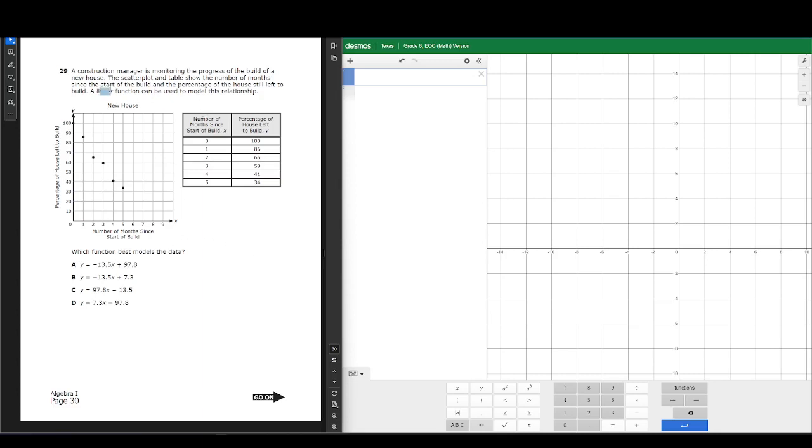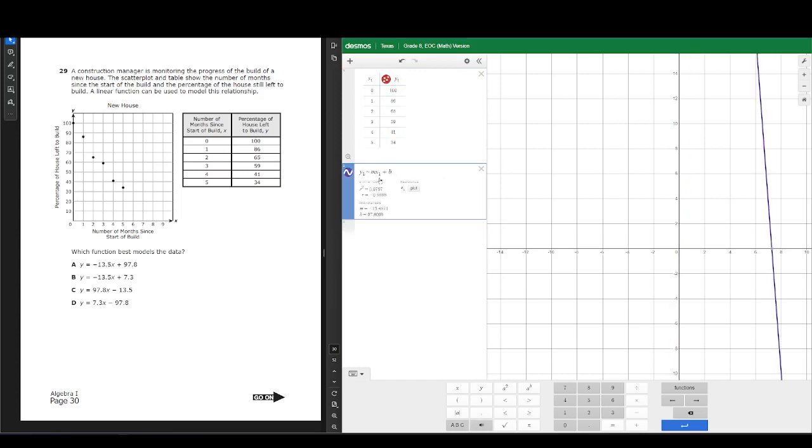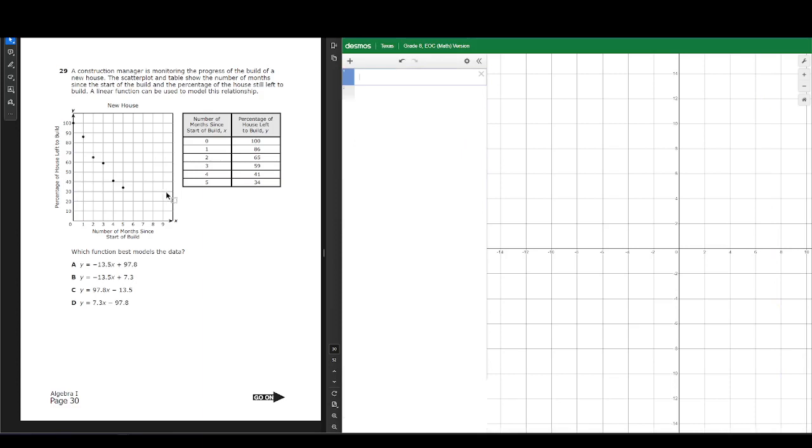So we have linear and best models, meaning we're doing a linear regression. So we're going to put 0, 1, 2, 3, 4, 5, and then 100, 86, 65, 59, 41, 34. Linear regression, y1 is approximately mx1 plus b. So our best estimate is -13.5x plus 97.8. So that would be A.